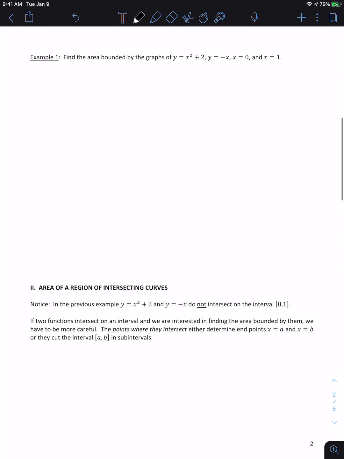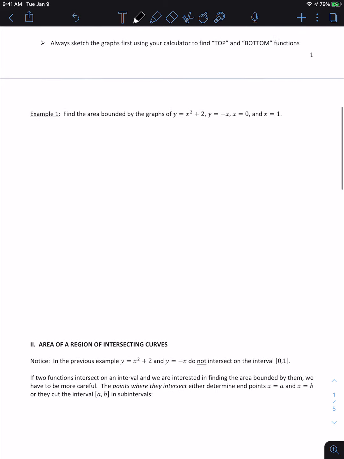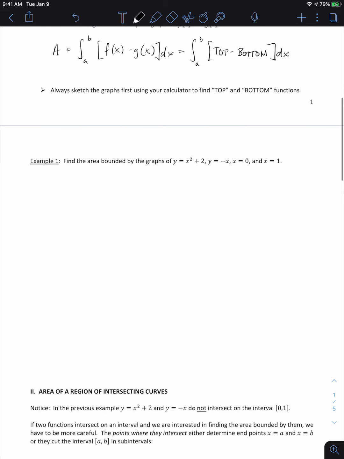All right, so let's look at example 1 here. I can leave our formula up here. Find the area bounded by the graphs of y equals x squared plus 2, y equals negative x, x equals 0, and x equals 1. So first we should always sketch the graph. Let's sketch the graph of f of x.